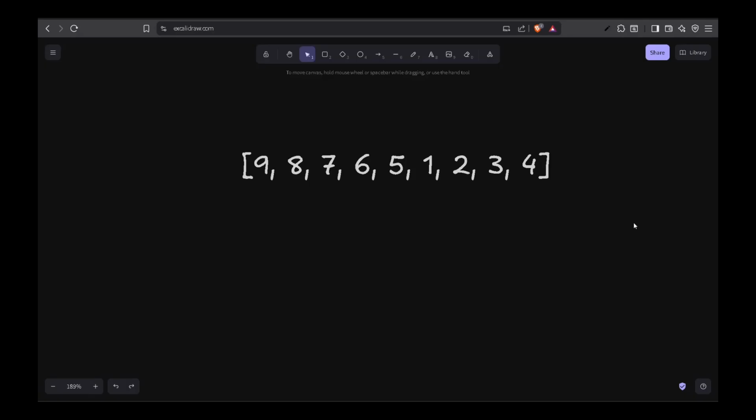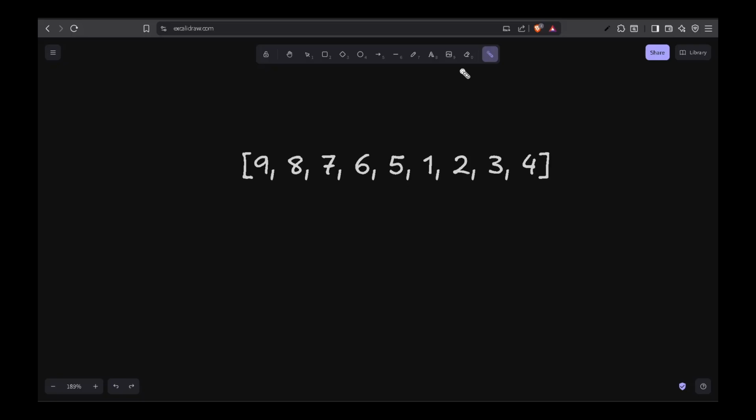So we are given an array of pile of coins, not coins but pile of coins. That means that if we are in this index and it has a value of 9, this pile has 9 coins. This one has 8 coins, this one has 7 coins, right? So this is an array of pile of coins.